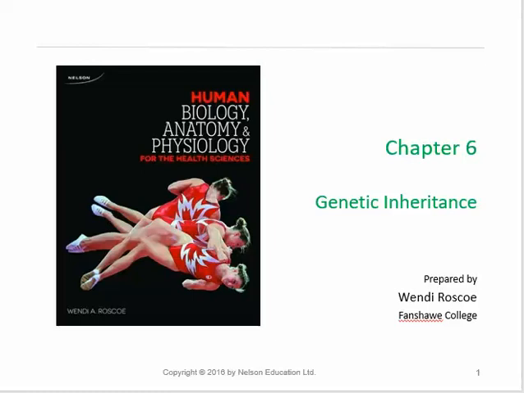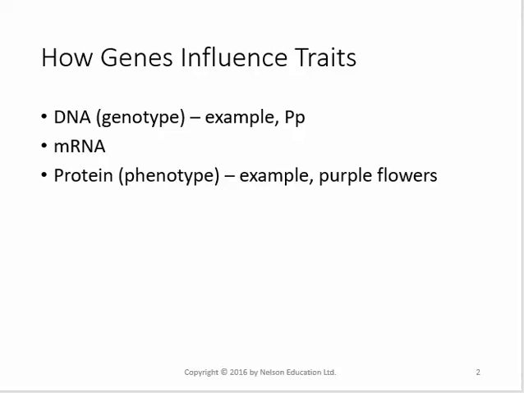So really, genetics is about genes and how genes influence traits. And genes are really the collection of triplets in the DNA that code for a specific protein. So one gene is the instructions to make a protein and all of the triplets on the DNA for that.